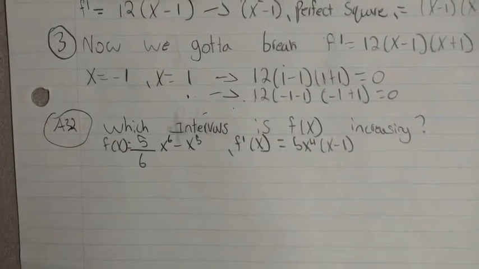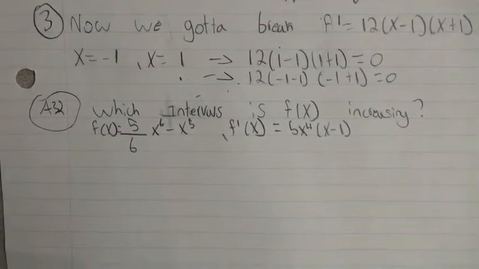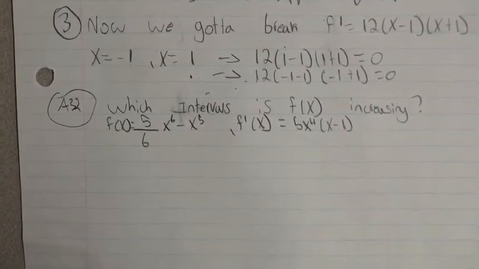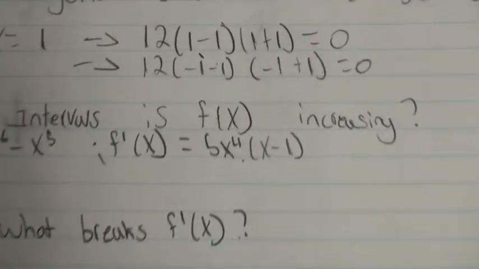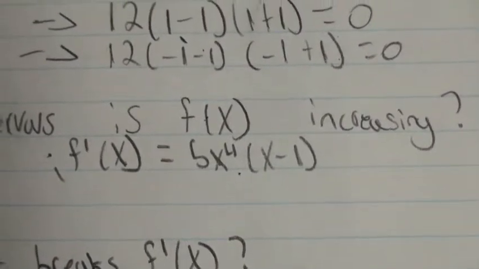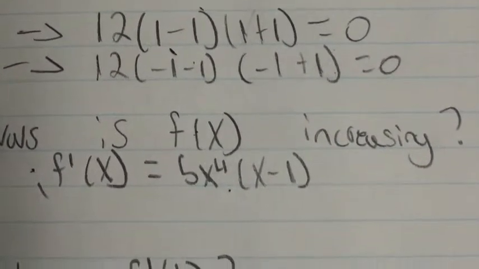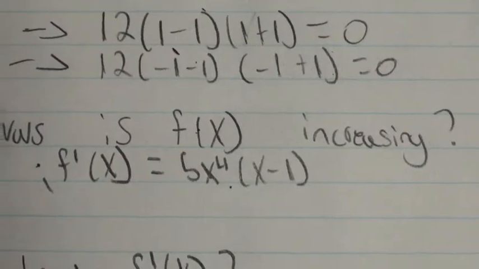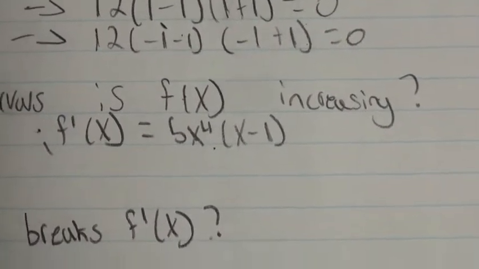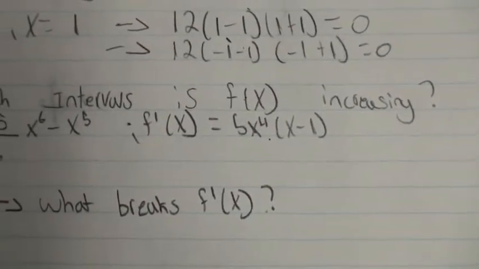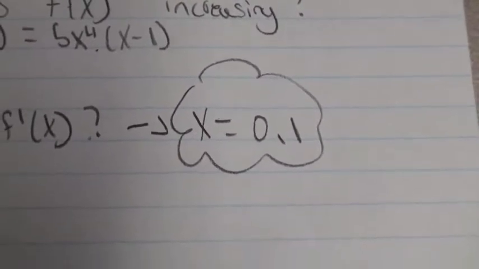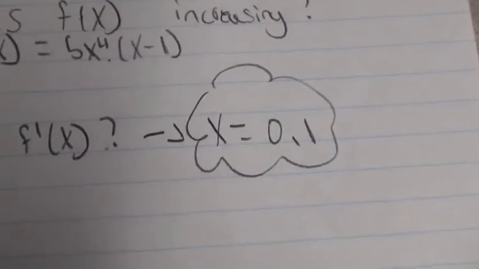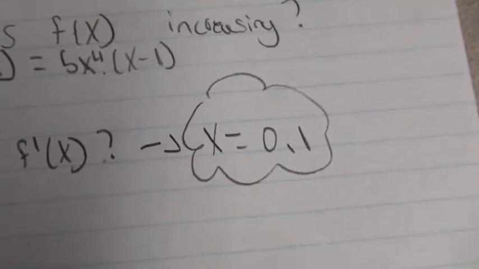Okay, so as you can see, first step, we look at how to break the formula. So what breaks f'(x)? It's a number plugged in that makes this equal 0. So we have two x values. How I do this is make both x values equal 0, because we're multiplying the two factors. For the first one, it's pretty obvious. It's 0 and 1, right? Because if you put 0 into the function, 5 times x to the power 4 equals 0. And then if you put 1 in, 1 minus 1 equals 0. So these both break the function.